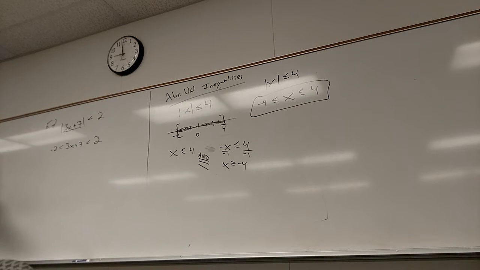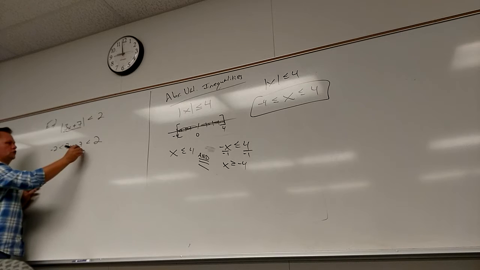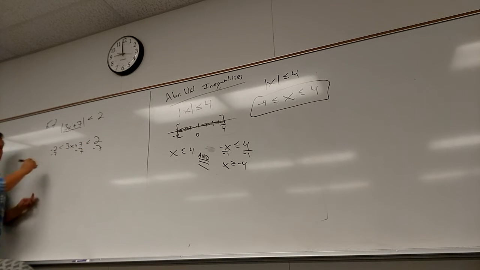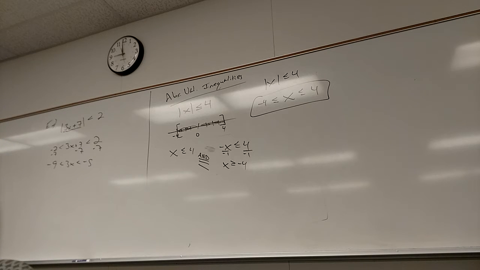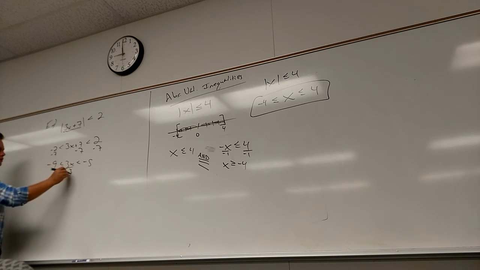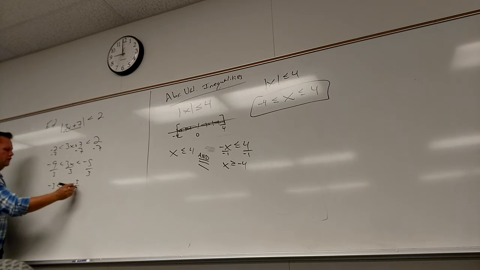And now I don't have so much to write. I just got this one thing to work with. How do I start getting x by itself? You always do the thing to all sides. Normally we say both sides because we only have two sides. Here I do -7 to all sides. So then I get -9 less than 3x less than -5. Divide by 3. -3 less than x less than -5/3.